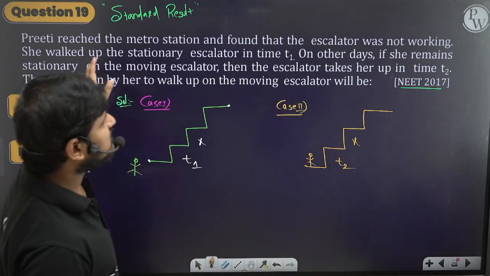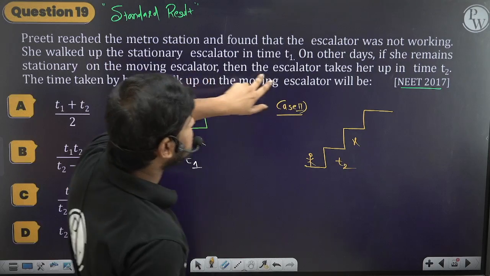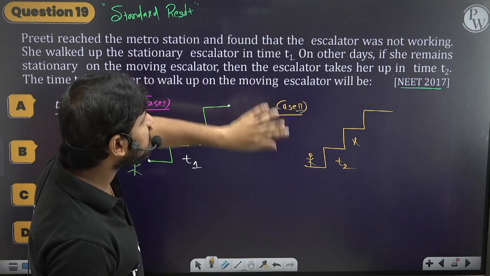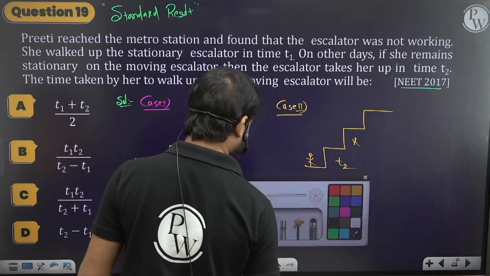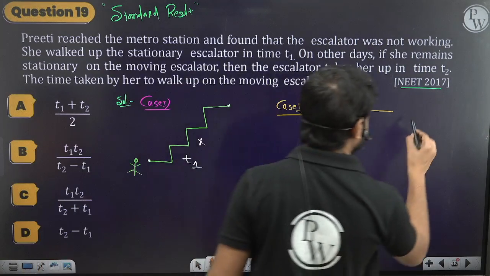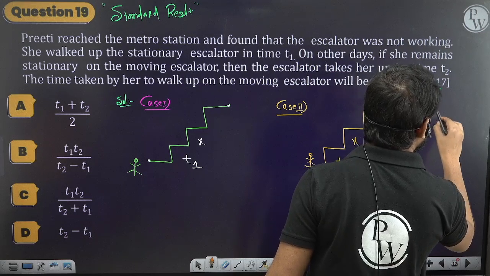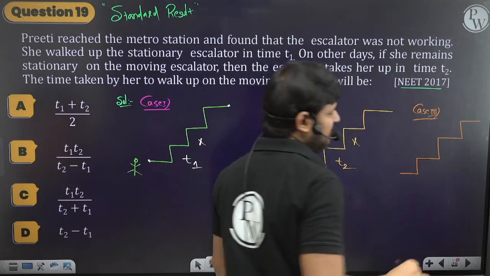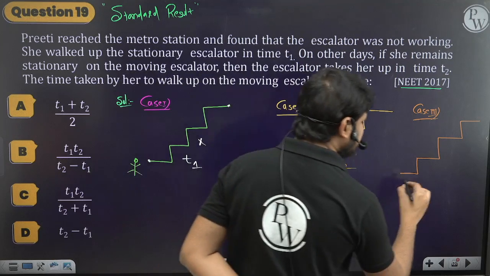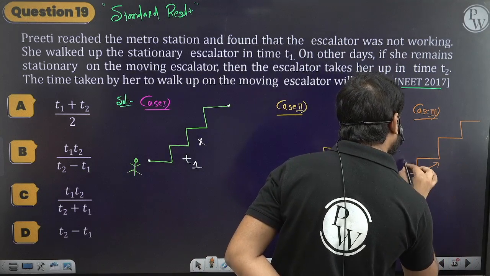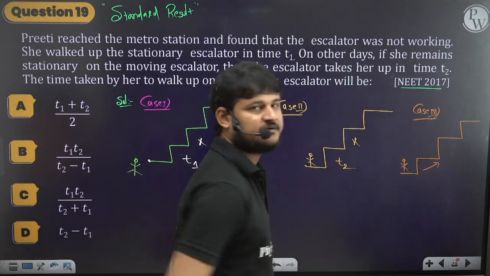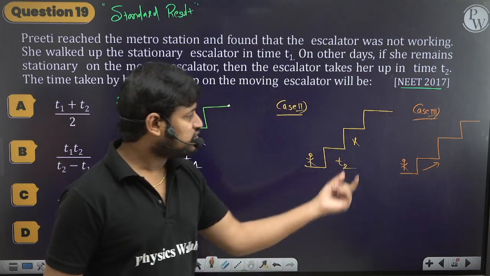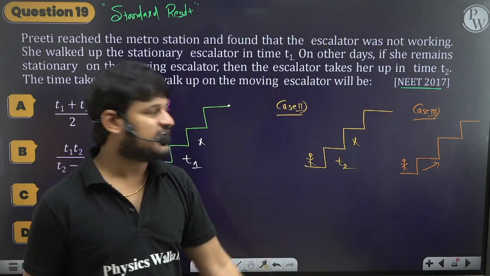So what's the next case? The escalator takes her up in time t2. Then the time taken by her to walk up on the moving escalator is case 3. In case 3, she is in a hurry, she has to catch the metro train. So the escalator is moving, and at the same time she is also climbing the steps. In that case, how much time does she take to reach the top?